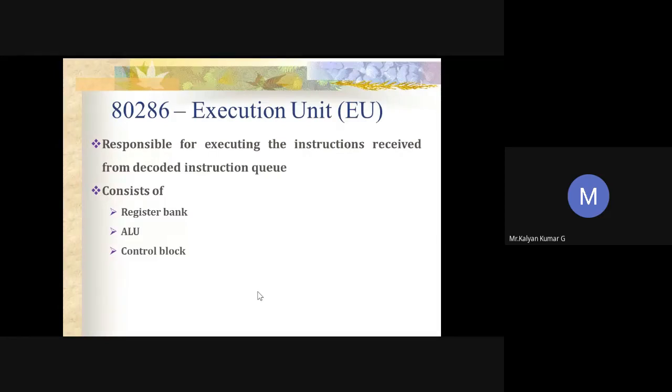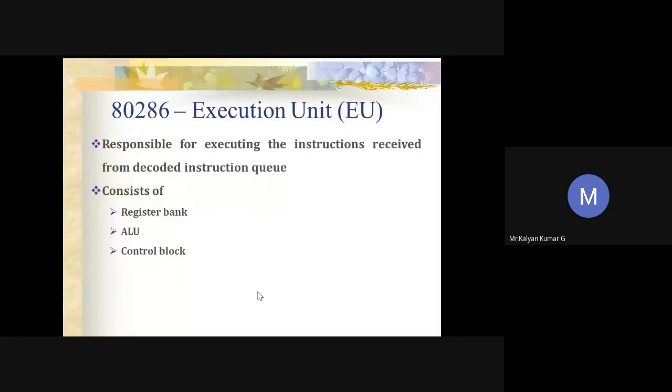The output of the decoded instruction queue is fed to the control circuit of the execution unit. The main purpose of the execution unit is to execute instructions received from this decoded instruction queue. As I said, the execution unit consists of the register bank, temporary registers, the arithmetic logic unit (ALU), and the control block. What is the purpose of the register bank? It stores data, acting as a scratch pad for temporary purposes, and it is also used as special purpose registers for certain applications.